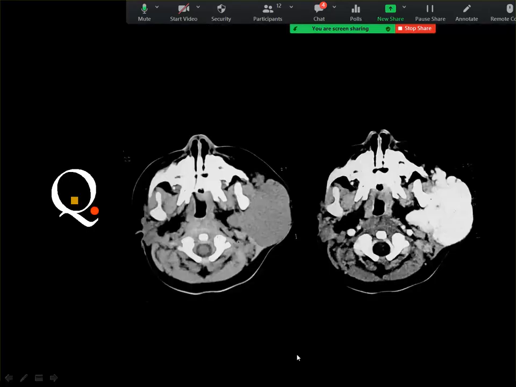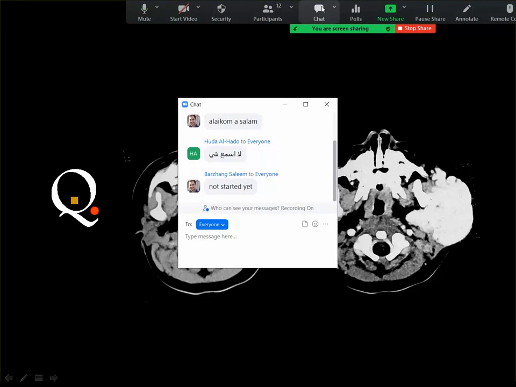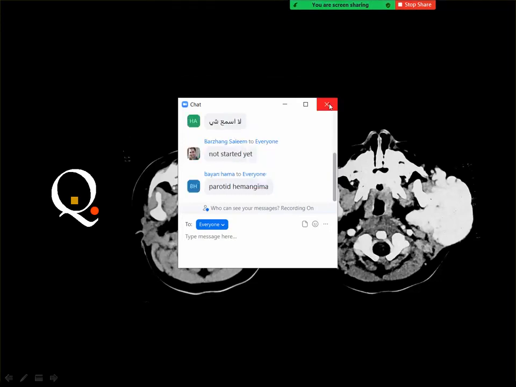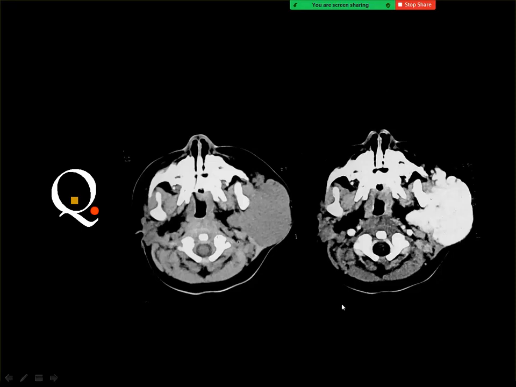This is the first case of CT of the maxillofacial area before and after contrast. Yes, the parotid hemangioma, the answer is right.